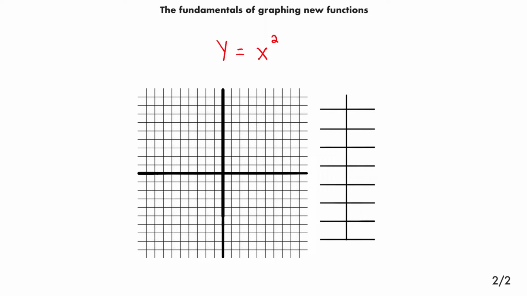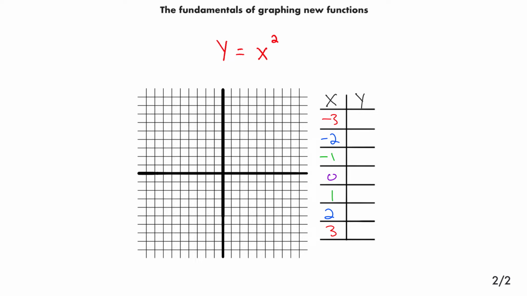You're going to pick inputs for x, and you're going to find the outputs for y. That means you're going to find numbers to plug into x. You get to pick anything you want. I'm going to do -3, -2, -1, 0, 1, 2, and 3. There we go.